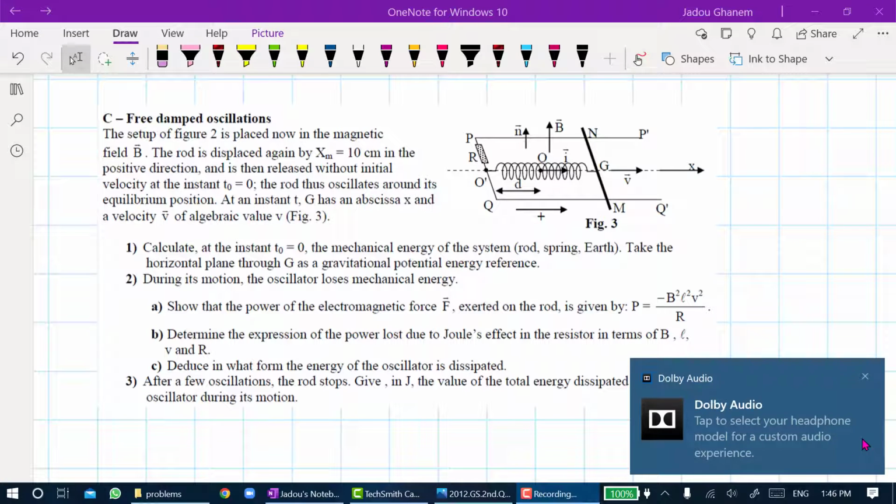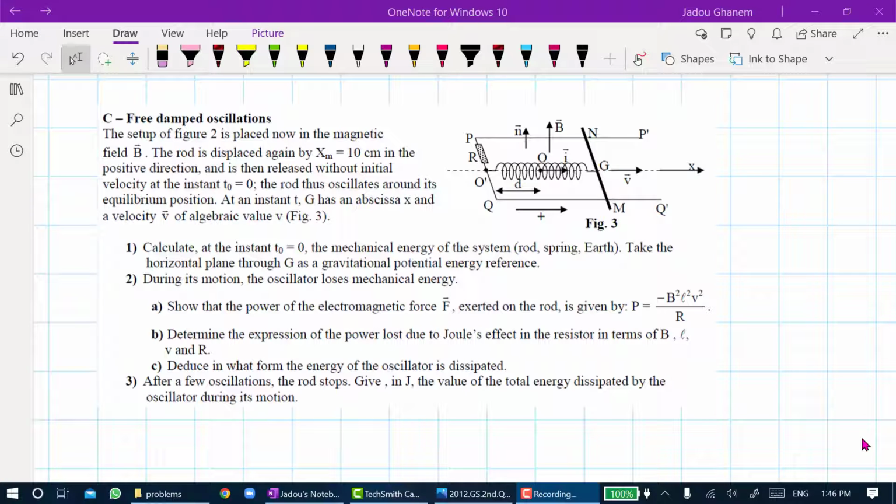Okay, now we'll finish with the last part, which is part C, free damped oscillations. The setup of figure 2 is placed now in the magnetic field B. The rod is displaced again by xm equal 10 centimeters in the positive direction, and it's then released without initial velocity at t0. The rod thus oscillates around its equilibrium position. At an instant t, G has an abscissa x and velocity v.